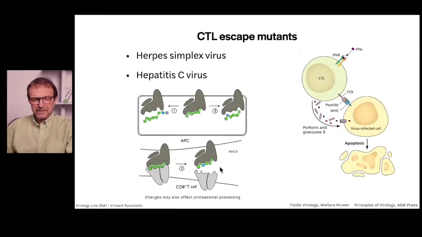So that's one mechanism where the peptide changes, and you only need one amino acid, and the T cell receptor can no longer recognize it. The other is that there can be changes in the protein that prevent it from being proteolytically processed. So a peptide is never generated, and so it can't be recognized. So this is an important mechanism for persistence.